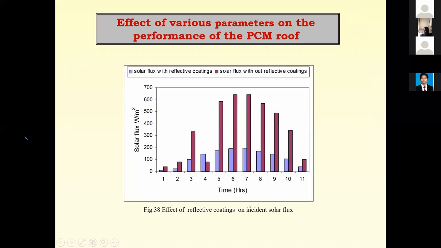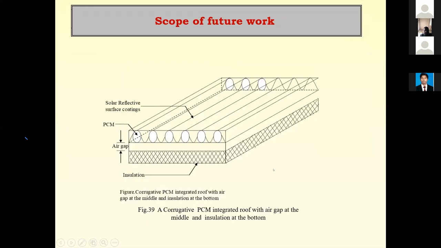Then these are the effective reflective coatings on the incident solar flux. This is another method. This is one idea to modify the roof structure, where we keep the PCM panel here and then provide an air gap in between. As you know very well, air is a poor conductor of heat. Whatever solar radiation falls on this roof structure, as solar reflective coatings have been applied, part of the radiation goes out initially, and the remaining heat is absorbed by the PCM material. And we are not allowing any radiation or heat to go to the bottom layer, which is the RCC roof.